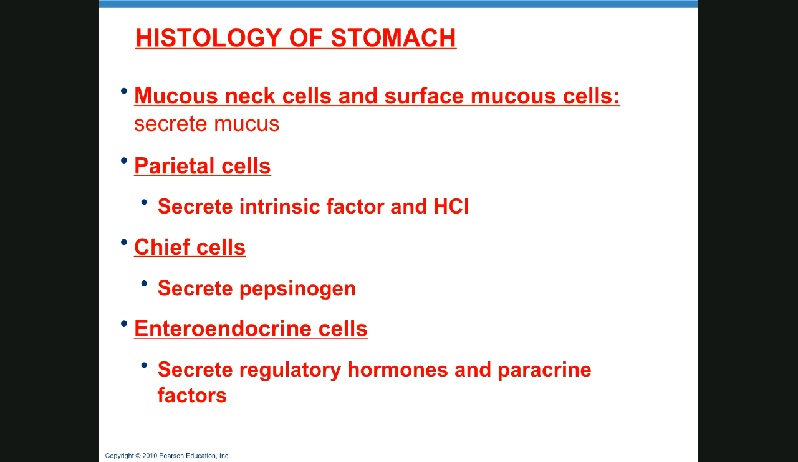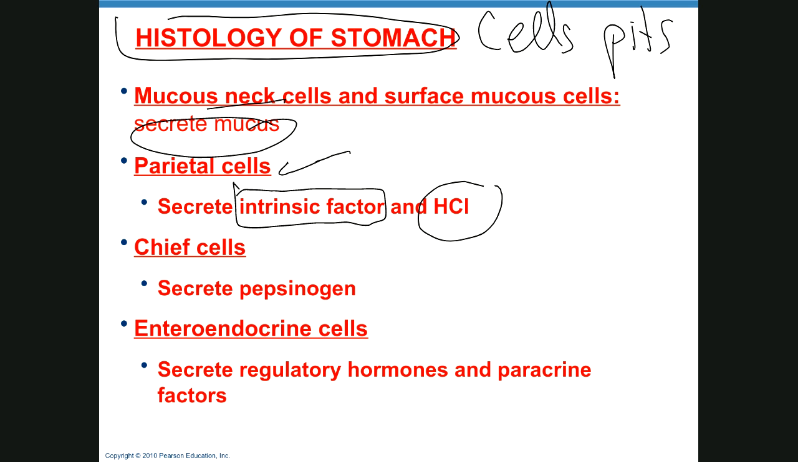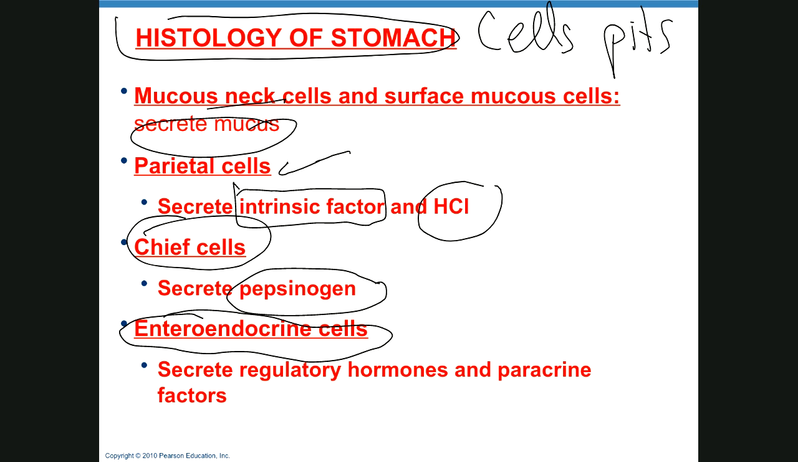Okay, so the histology of the stomach: the cells of the pits. At the neck of the pit we have these mucus-secreting cells. Then further into this pit, we have a group of cells called parietal cells that secrete hydrochloric acid and a substance called intrinsic factor. Then we have the chief cells, which secrete an enzyme called pepsinogen. And finally, we have hormone-secreting cells called enteroendocrine cells.